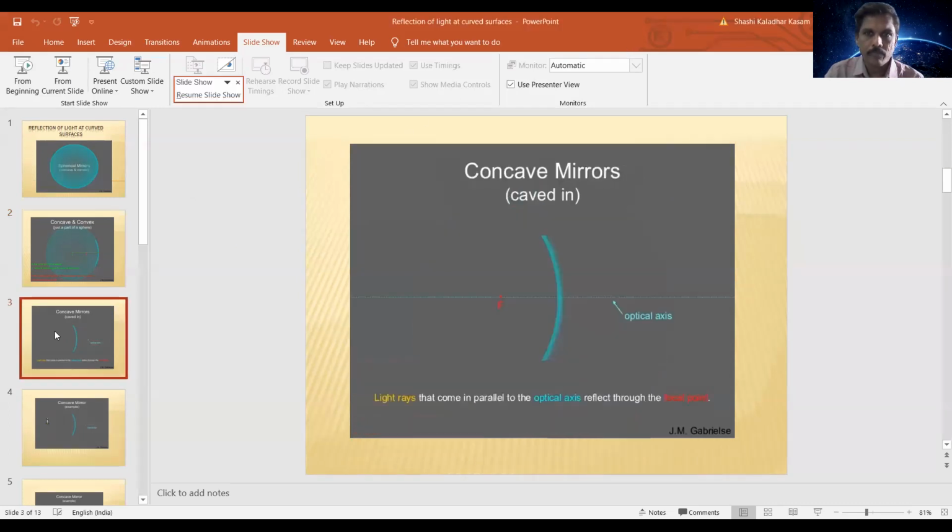Next, this is a concave mirror, and this is the focus. A concave mirror is called a convergent mirror, and it is a negative mirror whose focal length is negative. Why is the focal length of a concave mirror negative? If you measure distances along the direction of light, they are taken as positive; if you measure against the direction of light, they are taken as negative. For a concave mirror, the direction of light is from left to right, but we are measuring from the pole in the opposite direction. So for a concave mirror, the focal length is negative.